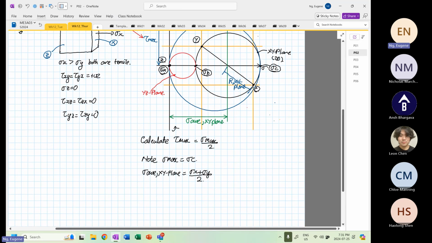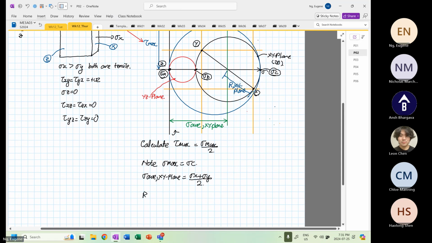And then the next thing we have to find is the radius, right, for the XY plane. And this is equal to tau max for the XY plane. Okay, so this will be equal to stress X plus stress Y divided by 2, the whole thing squared, right? And then we have to include plus our shear in the XY direction squared.